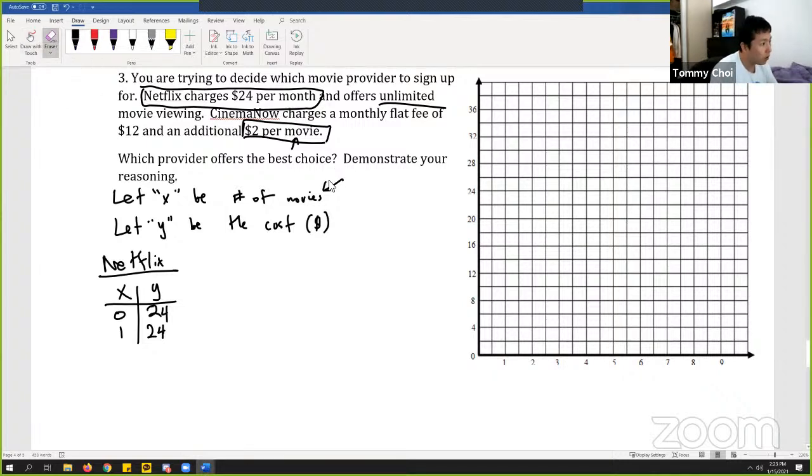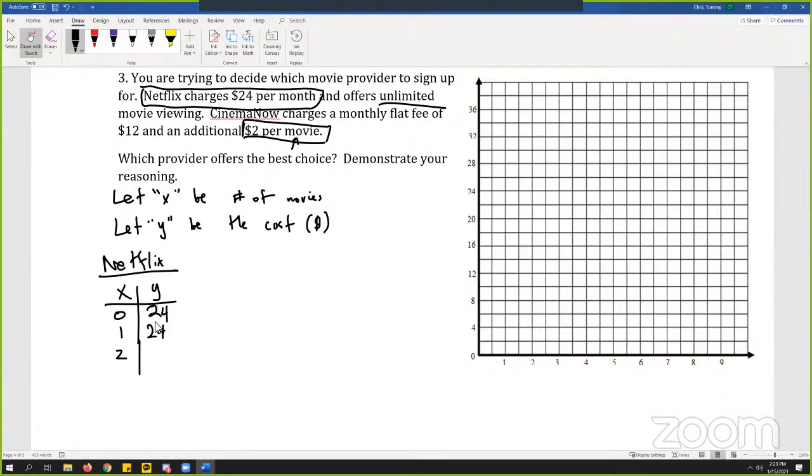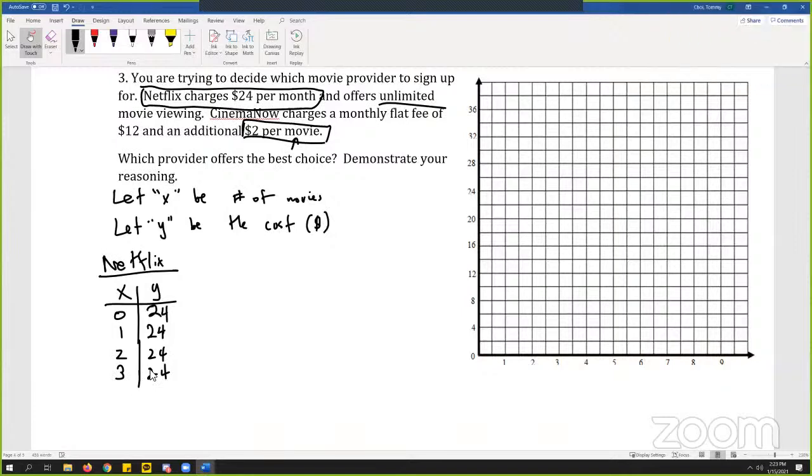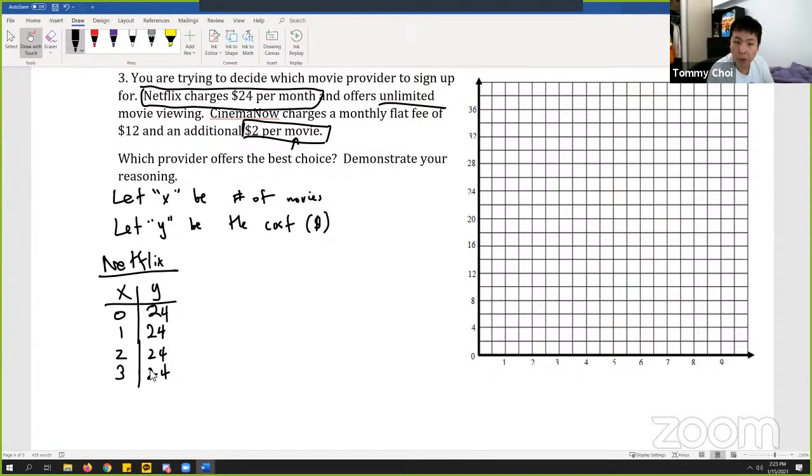So we don't care that we're watching more than 1 month. We're considering it within the month. How many movies are we watching? So if we do 2 movies, how much are we paying? 24. In other words, it doesn't matter how many movies we watch on Netflix. If you watch infinite movies, it's always going to be 24. Just like on actual Netflix. You pay 1 month, you can watch as much as you want. That's the whole point of that streaming website.